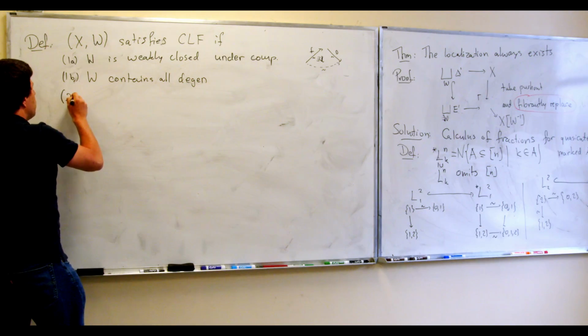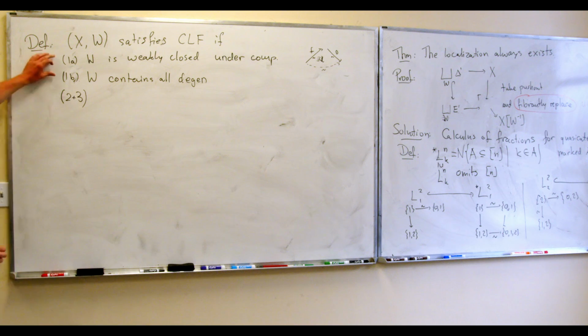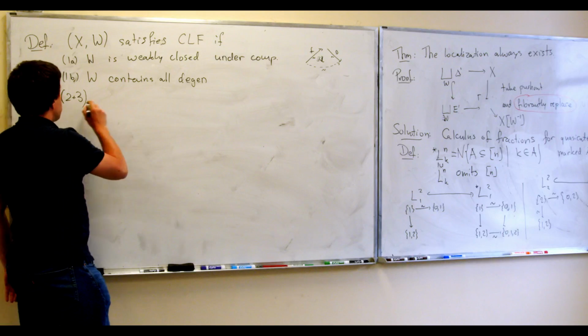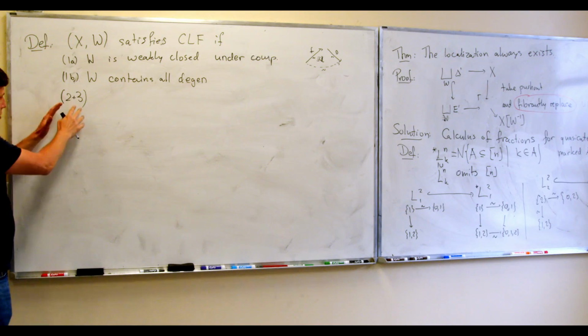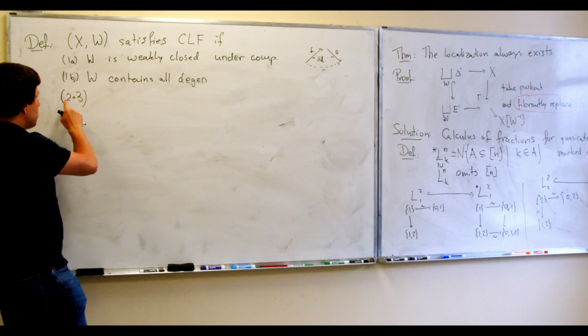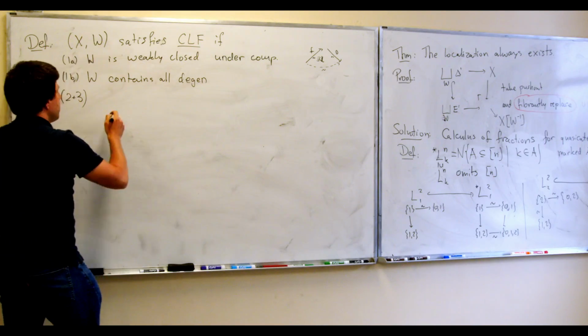And then I have 2 plus 3. So this replaces the wide subcategory condition, whereas I'm going to here replace conditions 2 or 3. So this is not condition 5. This is the replacement for conditions 2 and 3 in the original CLF.